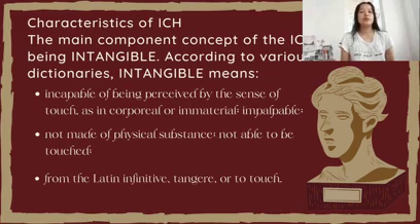Characteristics of intangible cultural heritage. The main component concept of ICH is its being intangible. According to various dictionaries, intangible means capable of being perceived by the sense of touch, as in corporeal, or immaterial, not made of physical substance, and from the Latin infinitive, tangere or to touch. So, intangible means dili makita or impossible to touch, and no physical existence.